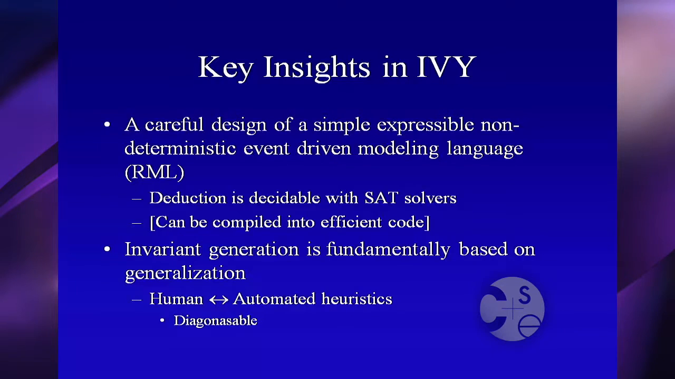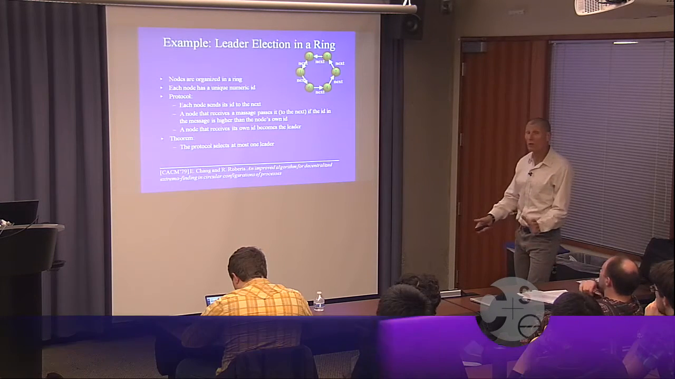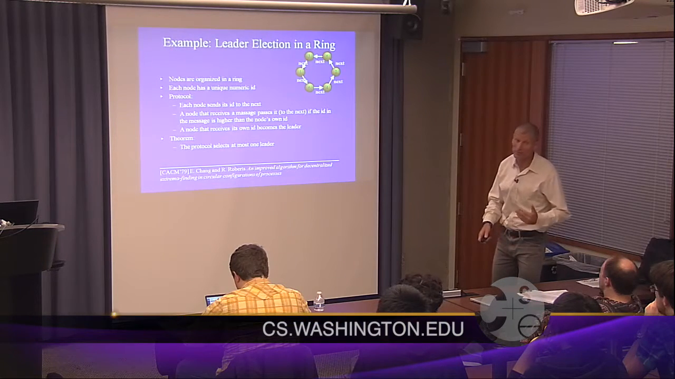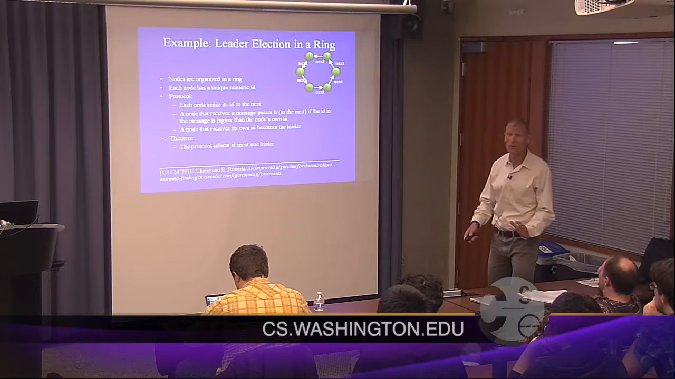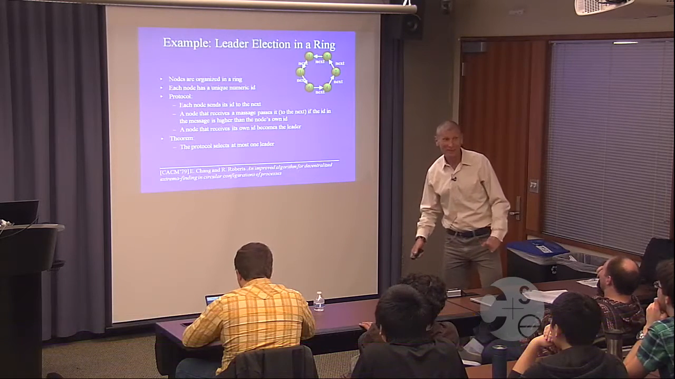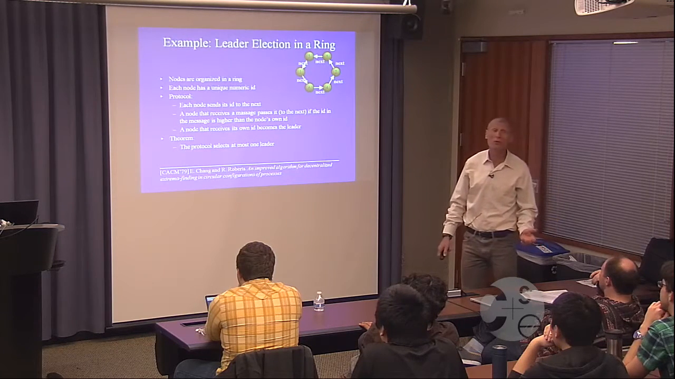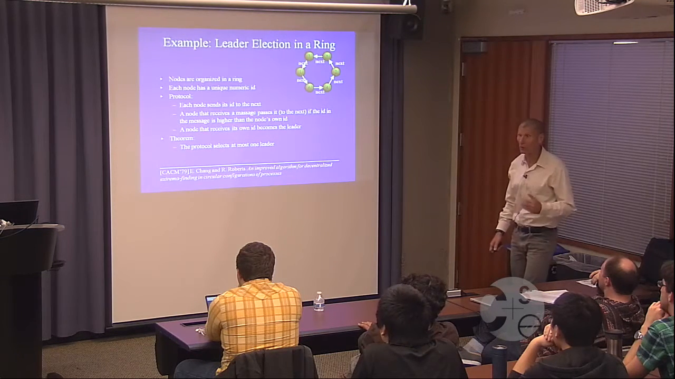The second thing is that invariant generation is fundamentally based on some kind of generalization. And the way we do generalization is by a cooperative process between the human and the automated heuristic. This will be understood once we see an example. I want to show you everything in the context of one example, and I'm going to use this example throughout the talk because it's such a simple example. So I'm sorry for the distributed computing people. This is the example of a leader election. Everybody knows this example. You can probably prove it automatically, but that's not the subject. I want to show you how we do this.